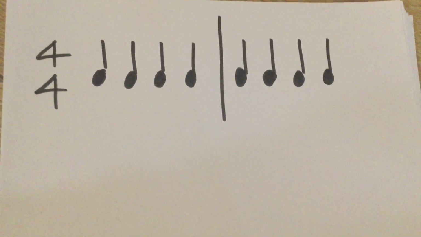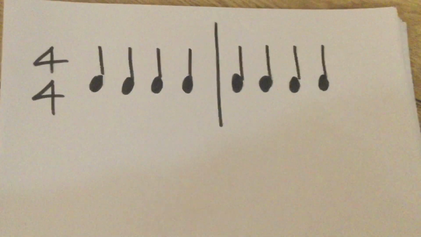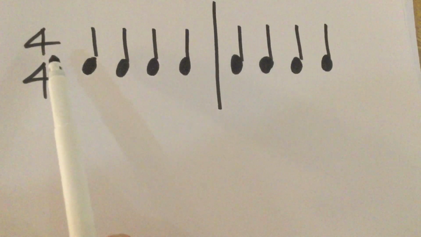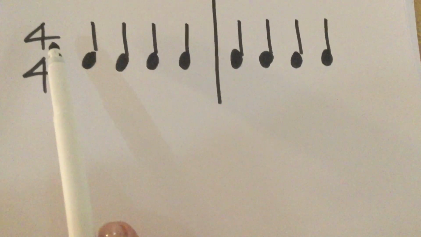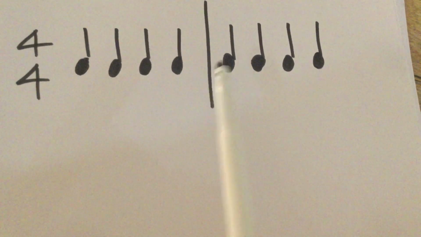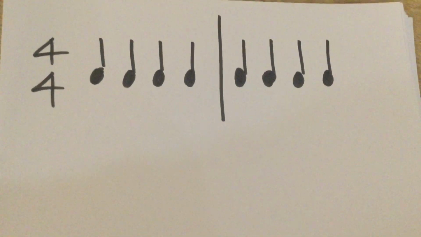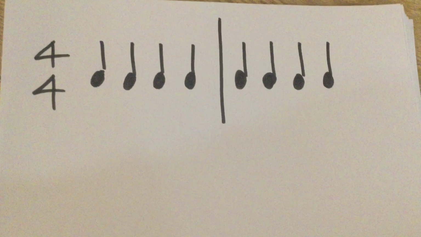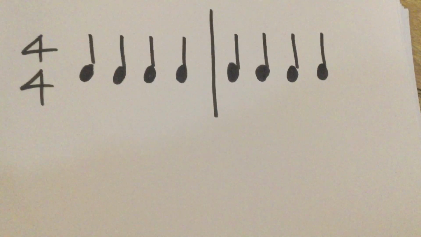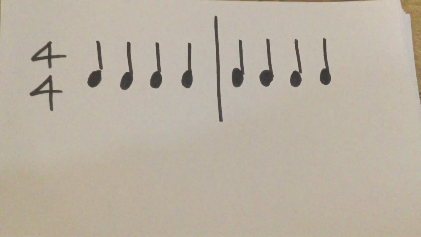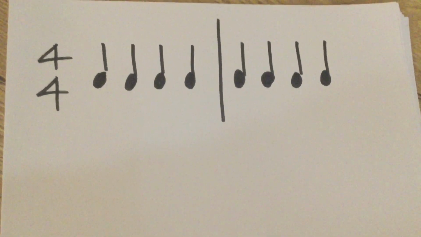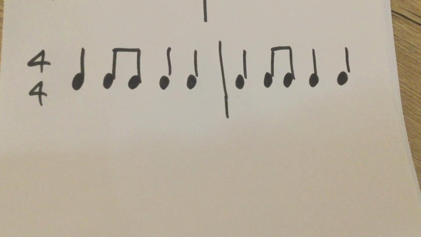So look at this simple rhythm. This number at the top, as most of you know, means there are 4 beats in each bar. So let's clap this simple rhythm after 4. 1, 2, 3, 4. Well done.